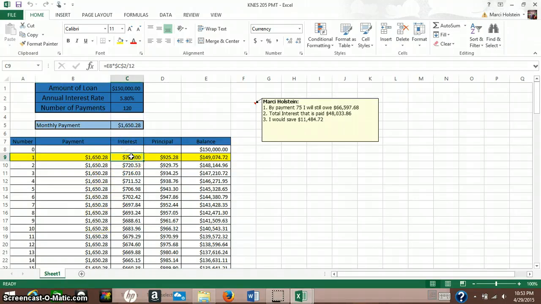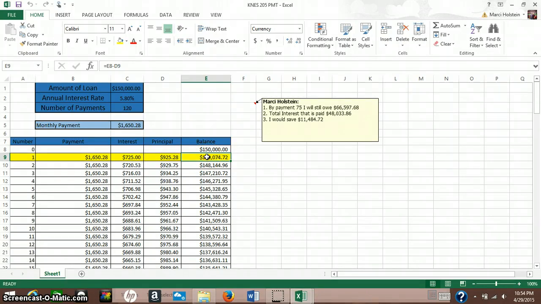To find our interest, we just took E8, which is our balance right here, times C2, our interest rate again, divided by 12. Then to find our principal, we would subtract B9, which is our payment, minus our interest to get our principal. And then to find our balance, all we would do is subtract our balance minus our principal to find our current balance for that payment.